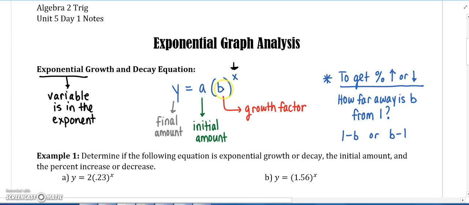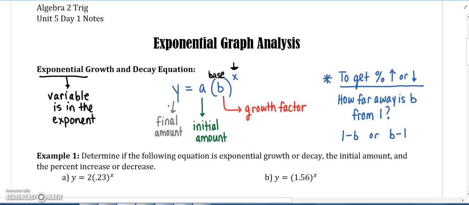Everything else in this equation represents something. The a value, the one we first write down, is our initial amount. That's what something starts as. b is our base, kind of like the base of that exponent. That's our growth factor, which tells us how much something is growing by. And y, whatever this final number is that it equals, is going to be our final amount.